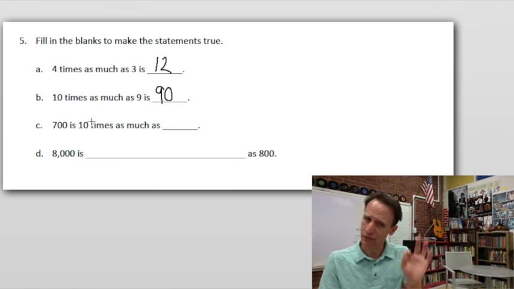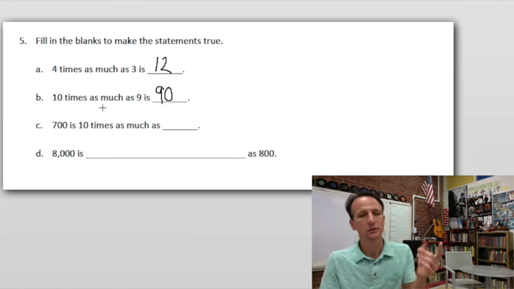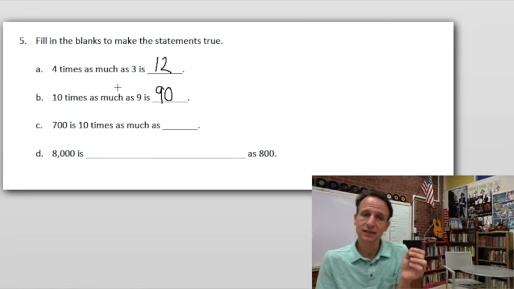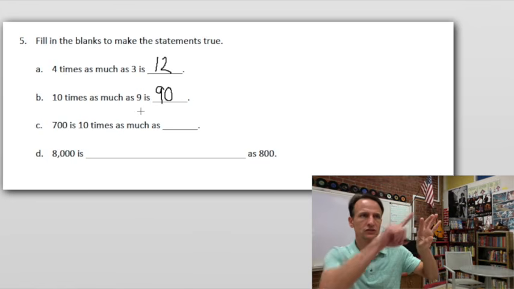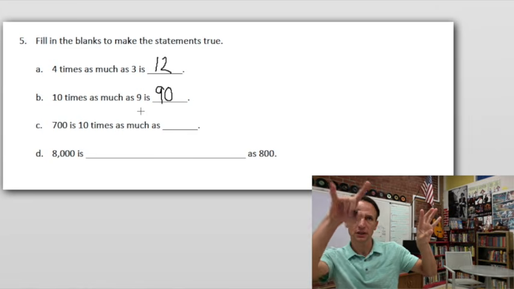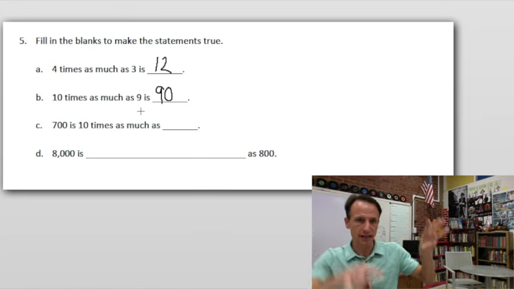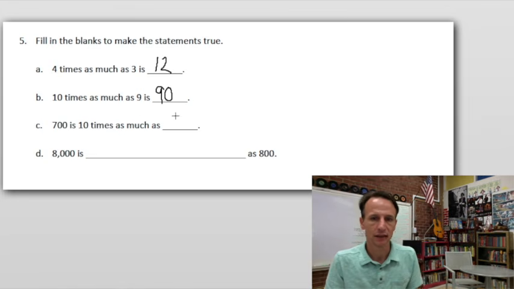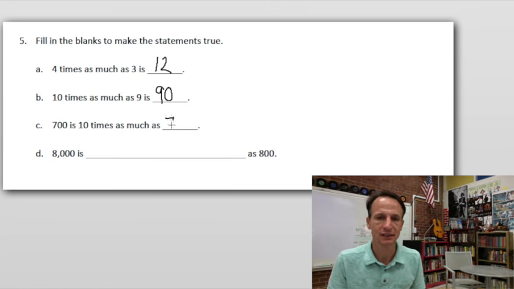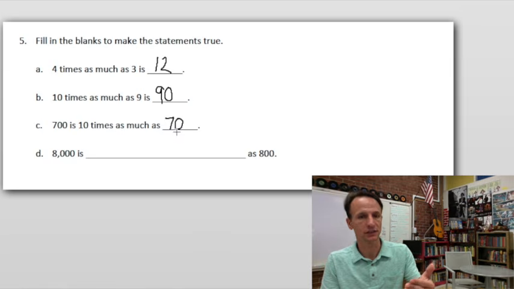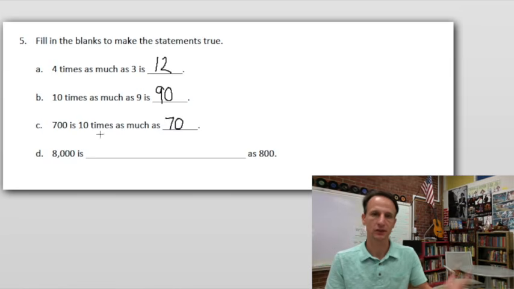Okay, 7 now. We're going to do the same thing we just did in B, but backwards. So we're starting with the answer. 700 equals 10 times as much as, we'll do it backwards. Picture 700s. What did we bundle up in the tens place? Yeah, 70. Okay. So 700 is 10 times as much as 70. And you can read this backwards as well. 70 times 10 is 700. See, it still makes sense.